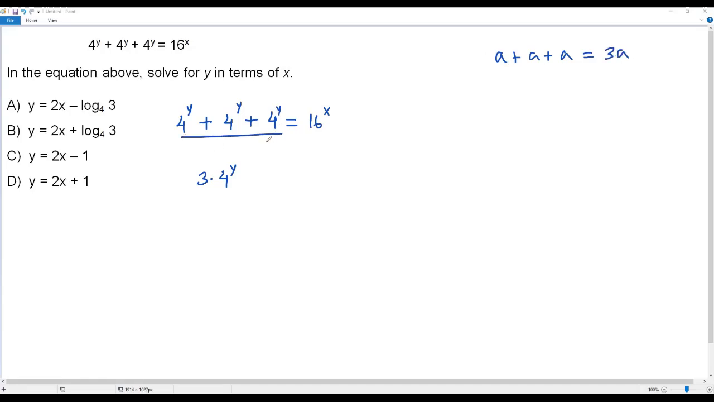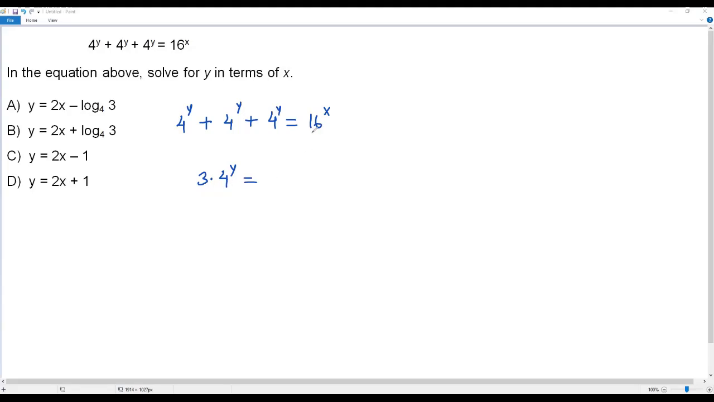So the same thing I have done over here. Since we have a over here, we write 3 times a. But instead of a, in our equation, we have 4 to the yth power. So instead of 3 times a, I'm just writing 3 times 4 to the yth power.